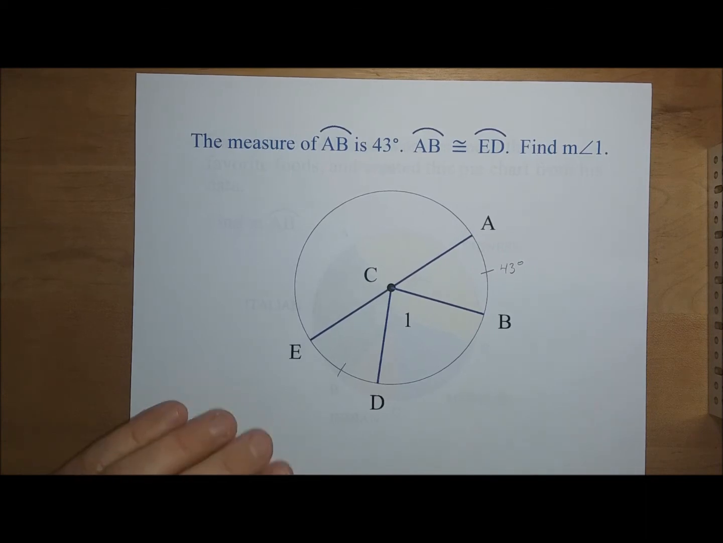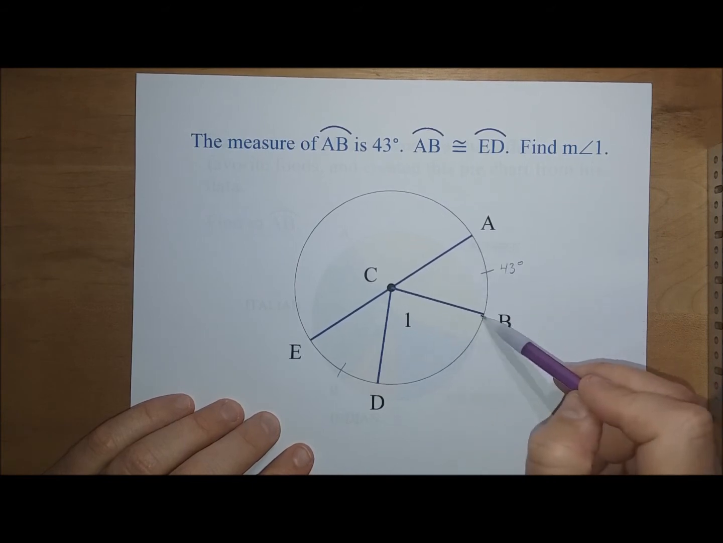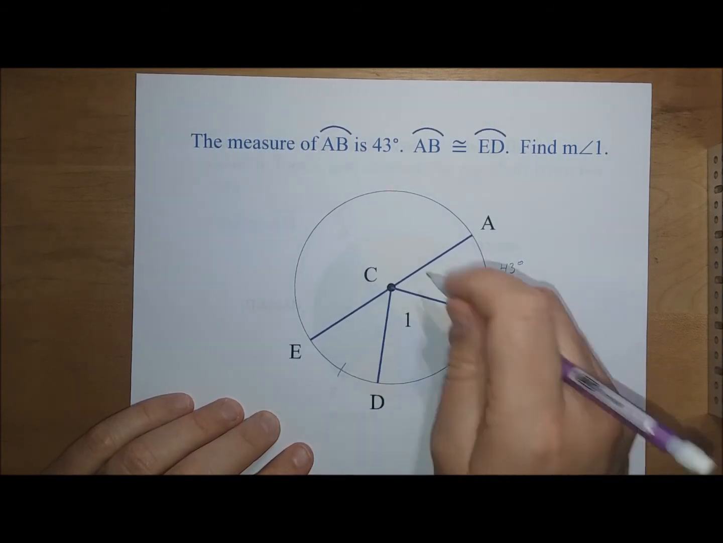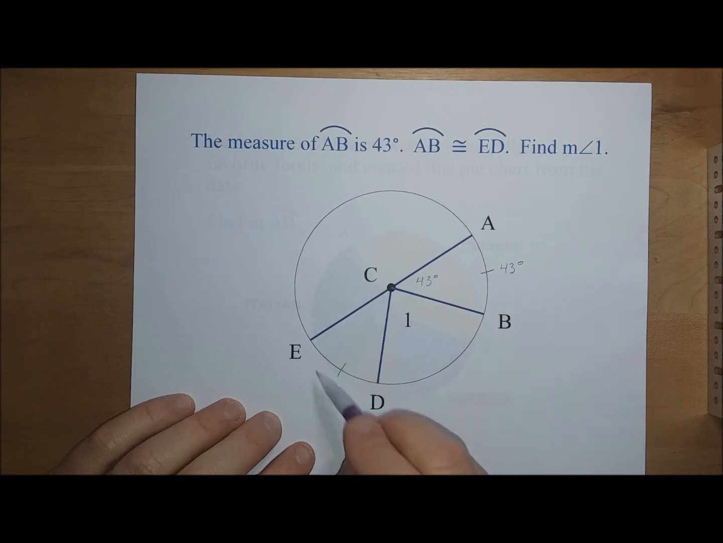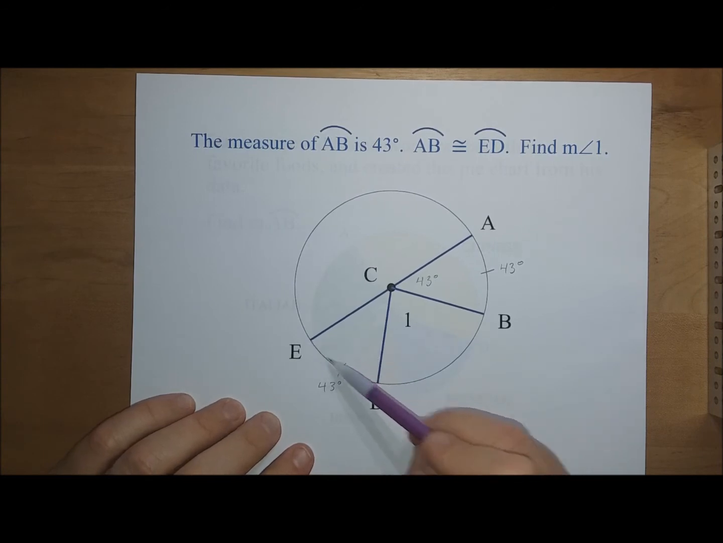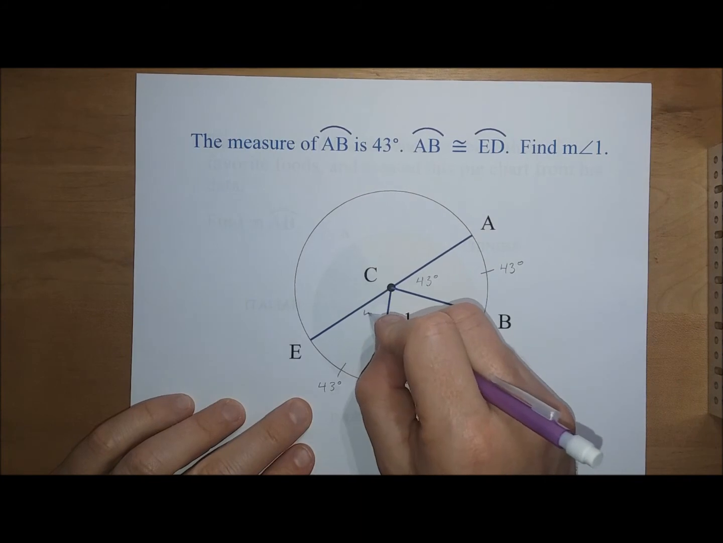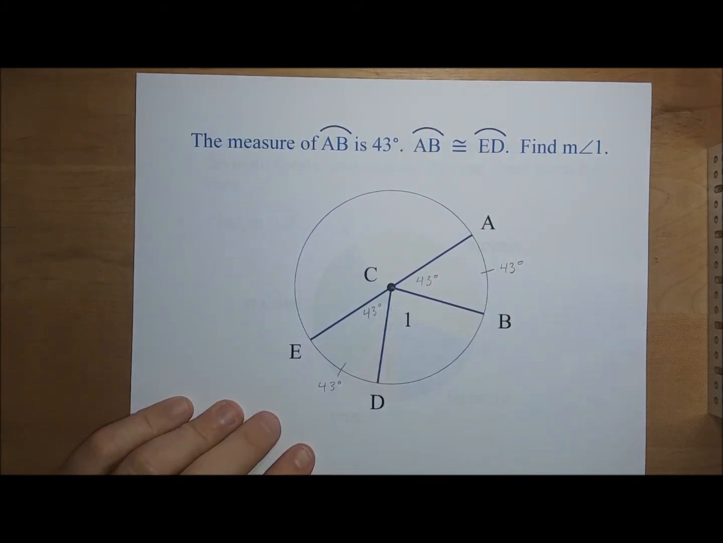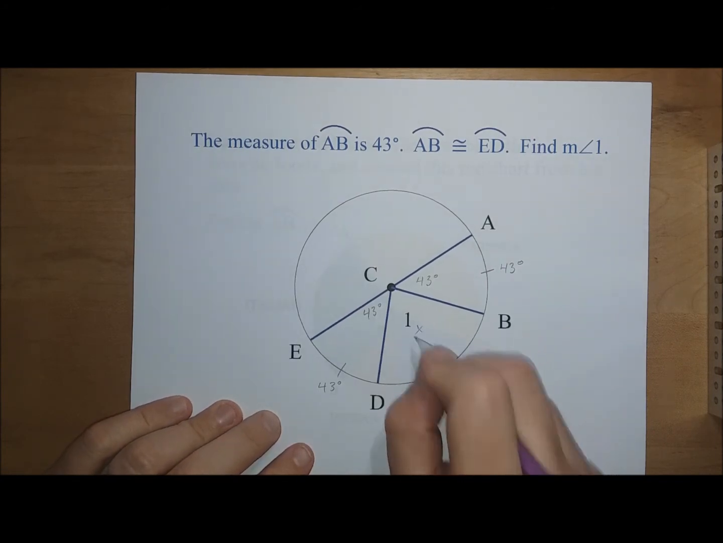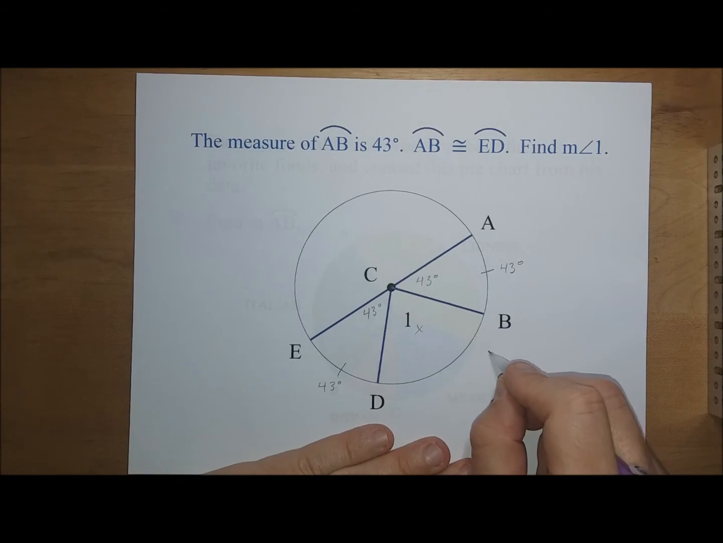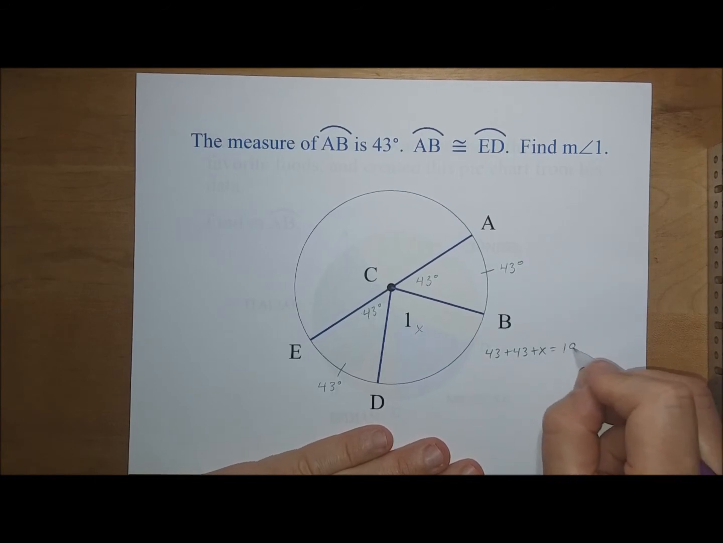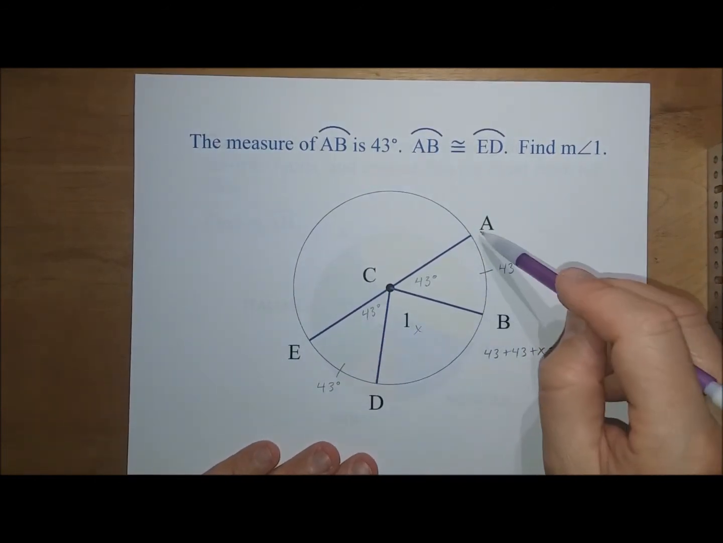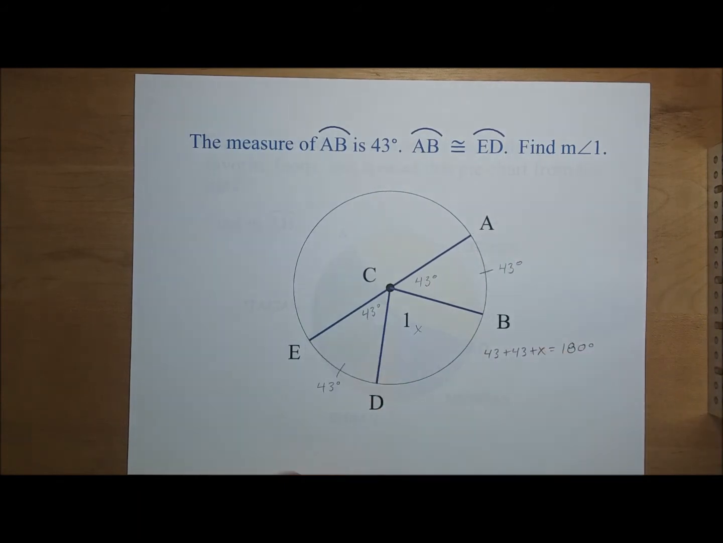Well, what's the measure of this central angle right here? If its arc is 43 degrees, then this central angle is going to be 43 degrees, right? And if these two arcs are congruent, isn't arc ED also going to measure 43 degrees? And if arc ED measures 43 degrees, its central angle should also measure 43 degrees. Now do we have enough information to find angle 1? Should we call it X? And hopefully you'll see that 43 plus 43 plus X should add up to 180 degrees, because AE is a diameter. So this whole arc here, ABE, is a semicircle.